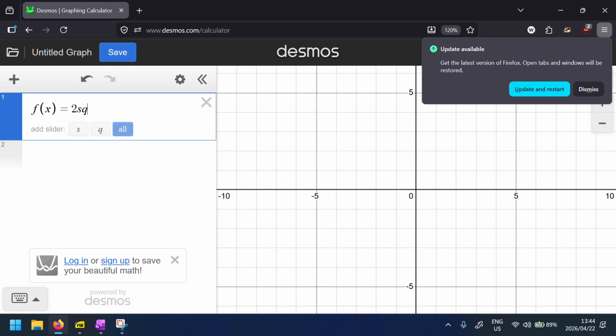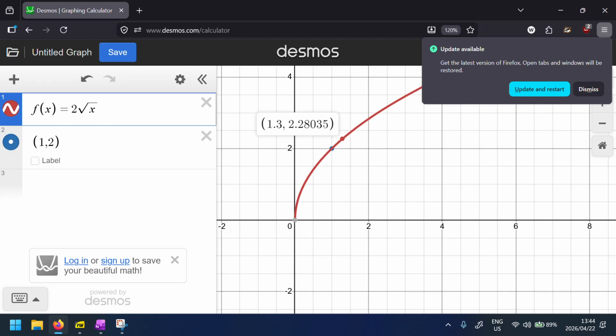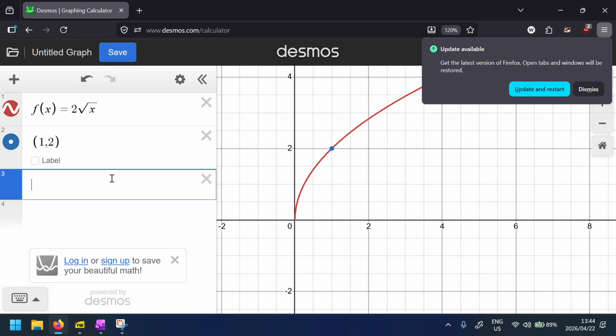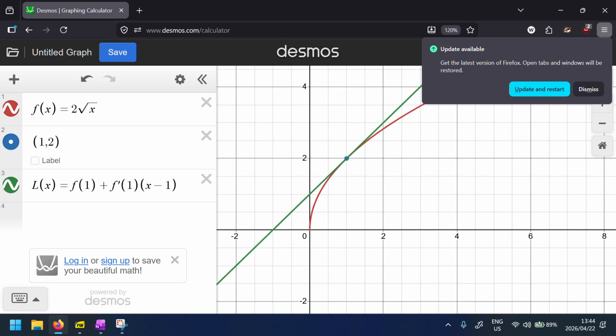Okay, so we have f of x is 2 square root x. So it's going to look something like that. And we're interested in the point at x equals 1. So we want to zoom in on that point and work out the error. Okay, so let's put in our linear approximation L. So that was f at 1 plus f prime at 1, x minus 1. Okay, so that's the linear approximation. We reinvented the tangent line. Well, that's fine. The linear approximation at that point is just the tangent line at that point.